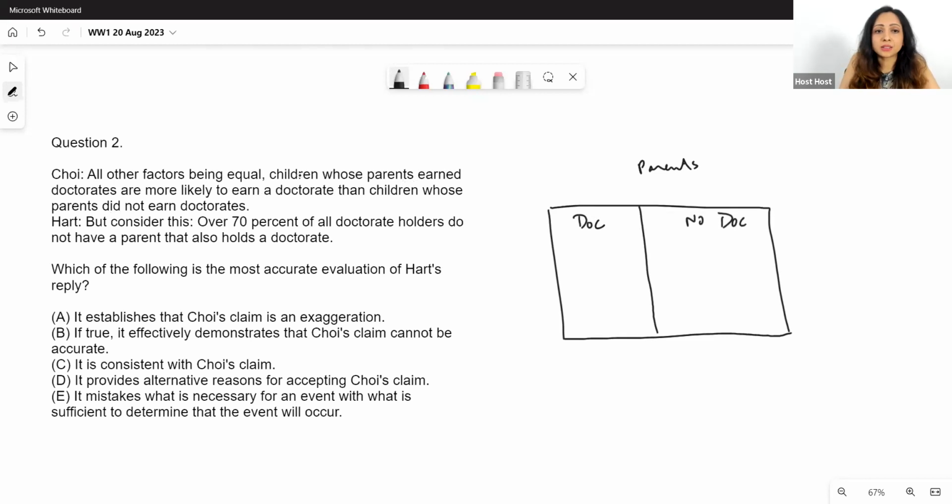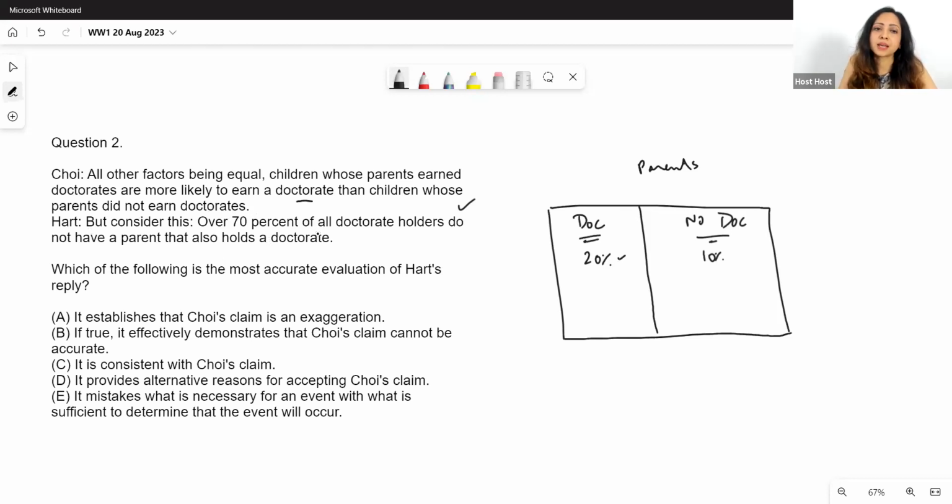So then they're saying that children whose parents earn doctorates are more likely to earn a doctorate. So let's say out of all these parents who had a doctorate, 20% of their children earned a doctorate as well. Whereas out of the parents who do not have a doctorate, only 10% of their children earned a doctorate. Makes sense? Then we have taken care of the data that is given to us over here by Choi, right?